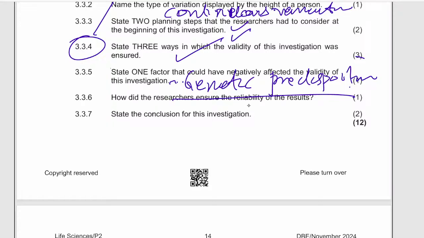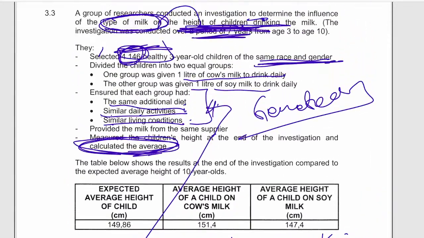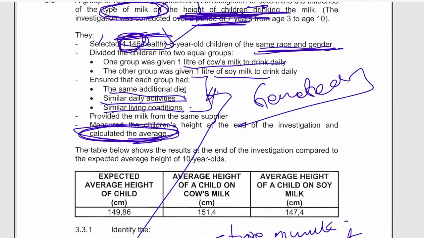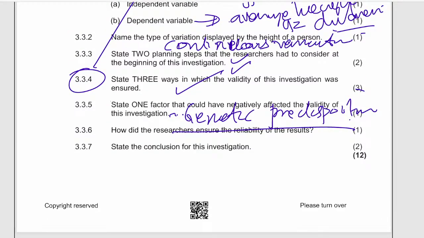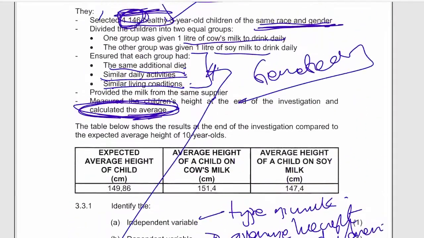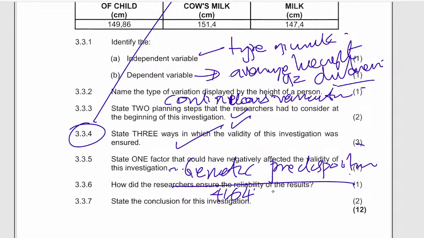How did the researcher ensure reliability of the experiment? The researcher used a large number of individuals. You see here, a large number, 4,164. Guys, you answer these things in past tense because the questions here are being asked in past tense. So the researcher used 4,164 individuals, meaning that this is a large sample size of children.